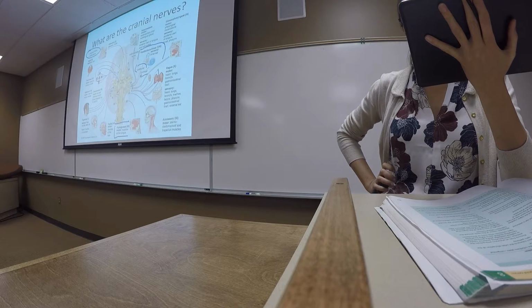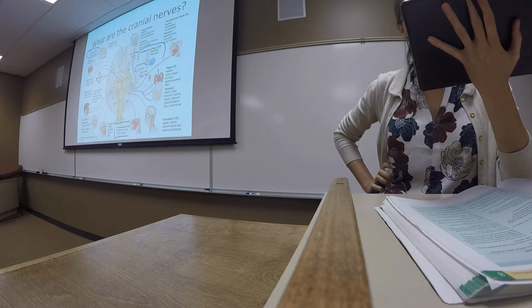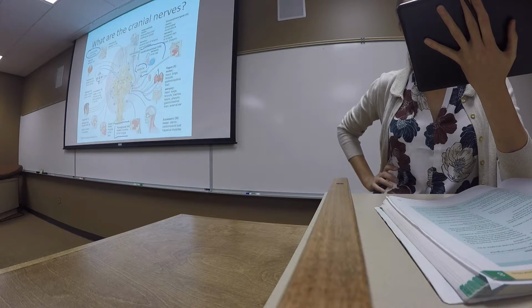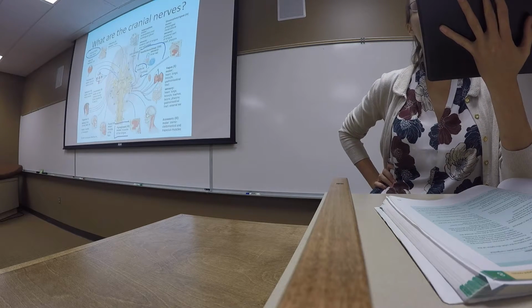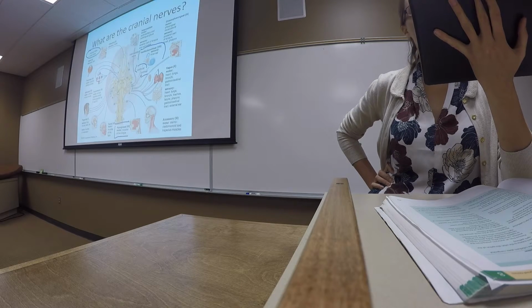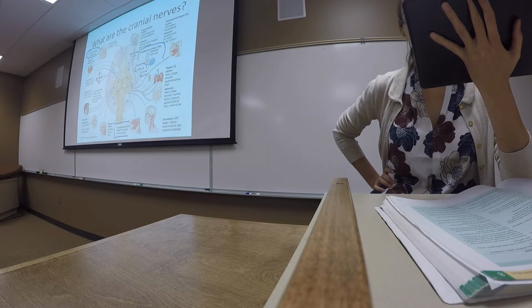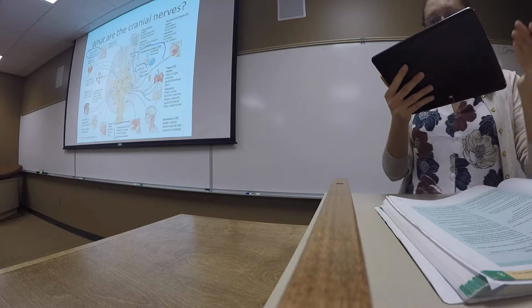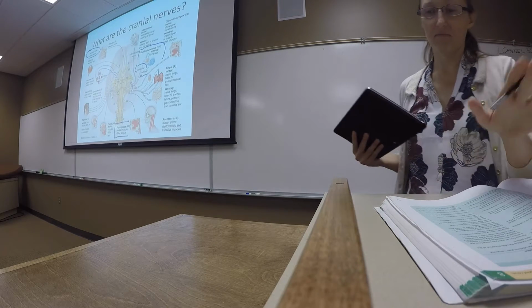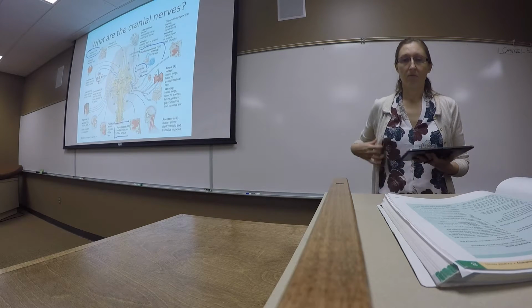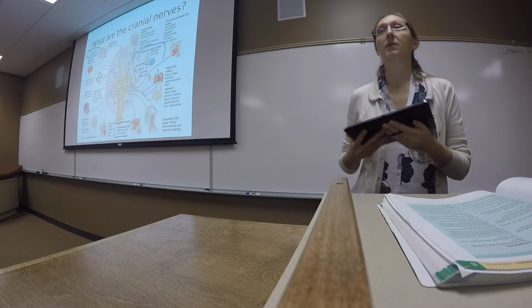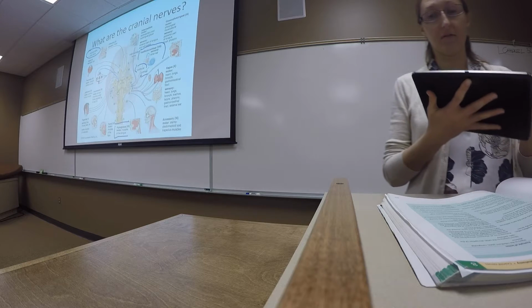The rest of them have their functions listed out fairly well, so I don't think there's a reason for me to go over them in detail in lecture. Just know them, and then know from the table on page 855 what happens when something goes wrong, when there's a lesion in that.